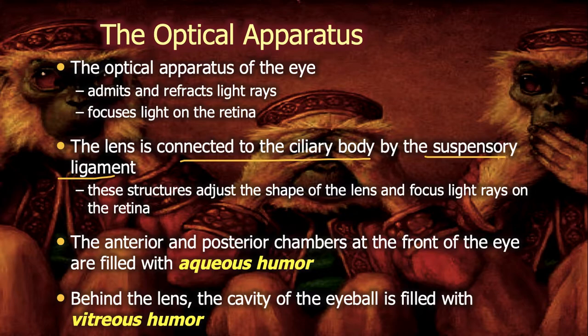And then the anterior and posterior chambers of the anterior segment are filled with aqueous humor. And then behind the lens, the posterior chamber, or the posterior cavity, is filled with vitreous humor. Okay? So that's just words to go along with what we just talked about. All right. Questions? Okay.